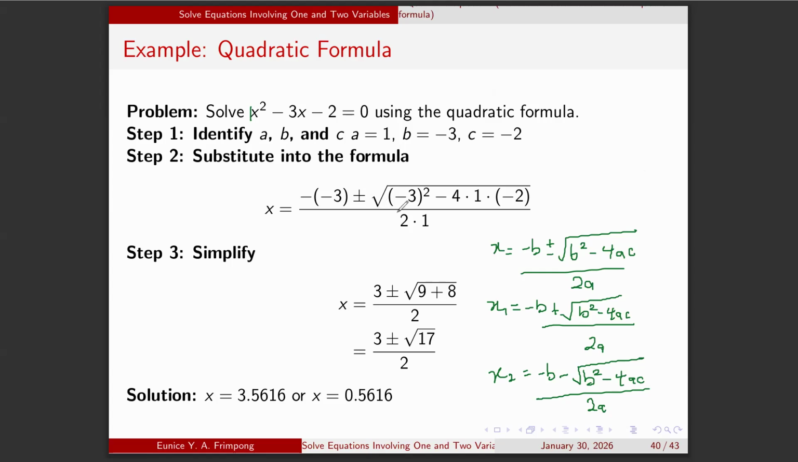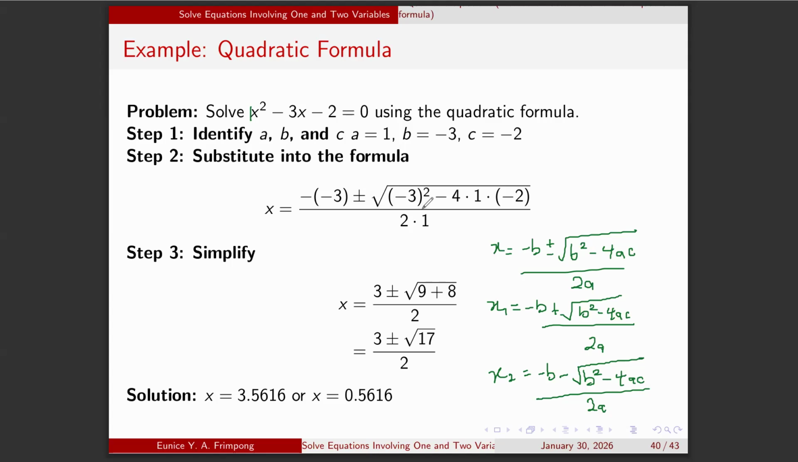Plus or minus root of B squared. B is minus 3. Once it's negative, put it in a bracket first before you raise it to the 2, because minus 3 all squared will give you a positive number. If you don't put it in a bracket, you end up getting negative 9, and that will be wrong. Minus 3 times minus 3 is 9. Then minus 4, according to the formula, 4 times A is 1, times C is minus 2. I've put it in a bracket. All over 2 times A, which is 1.